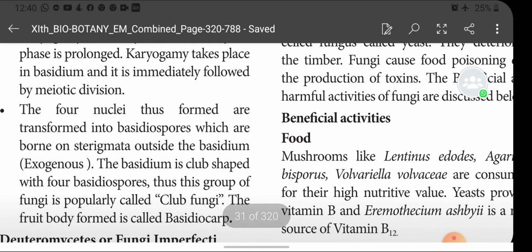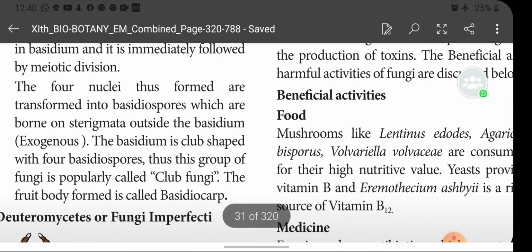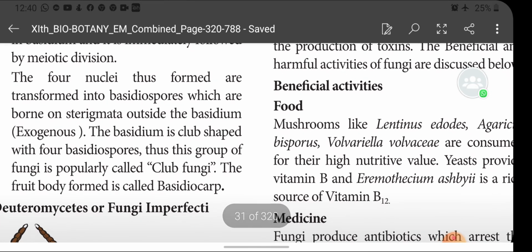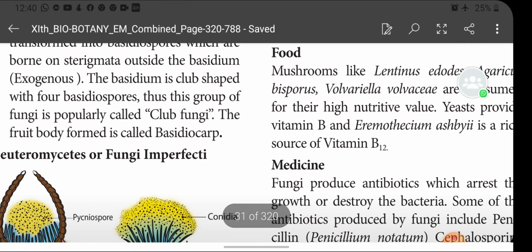The 4 nuclei thus formed are transformed into basidiospores, which are borne on sterigmata outside the basidium. The basidium is club shaped with 4 basidiospores. Thus this group of fungi is popularly called club fungi. The fruit body formed is called basidiocarp.